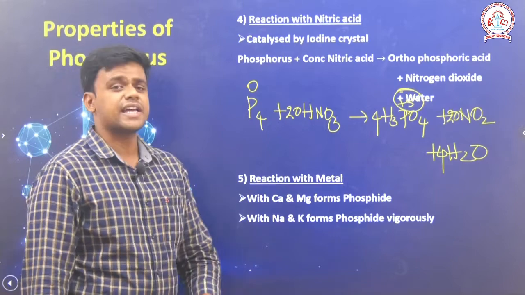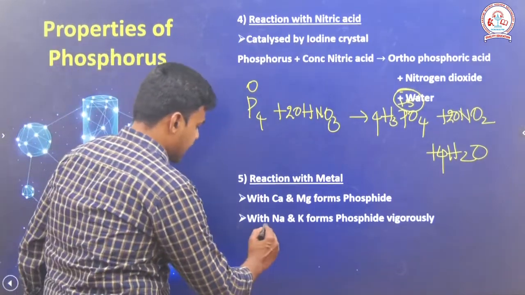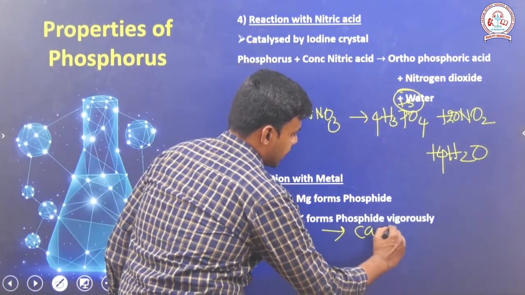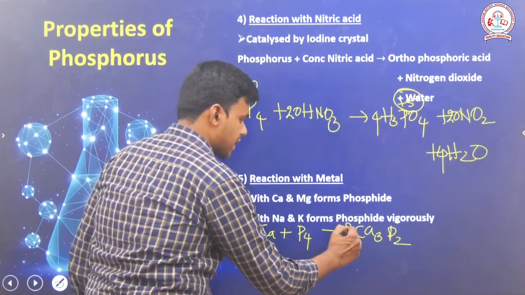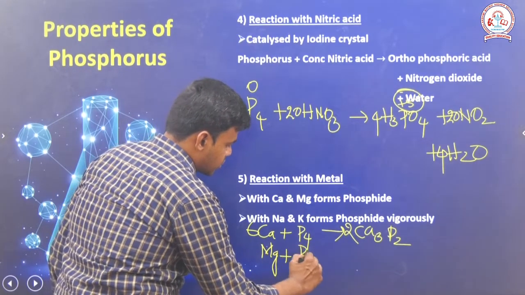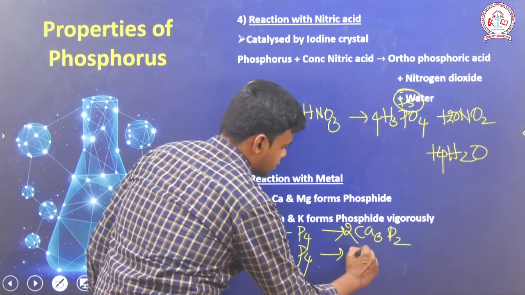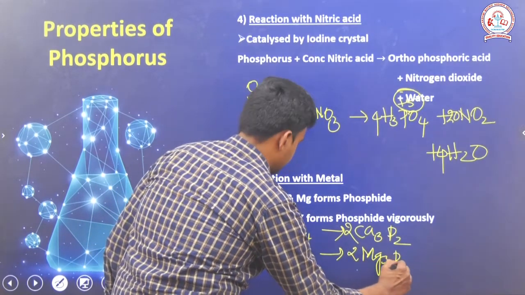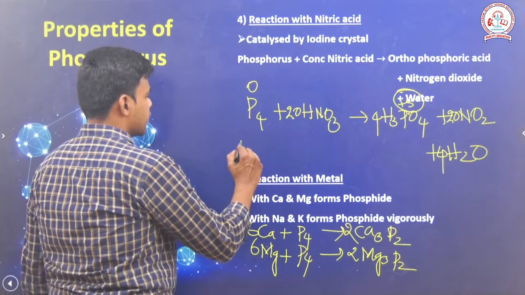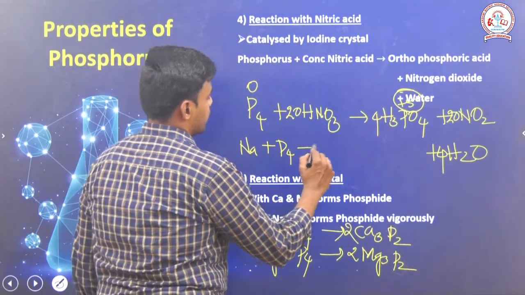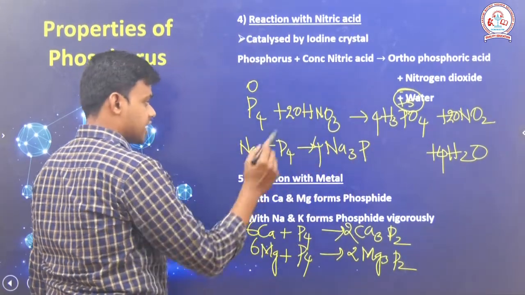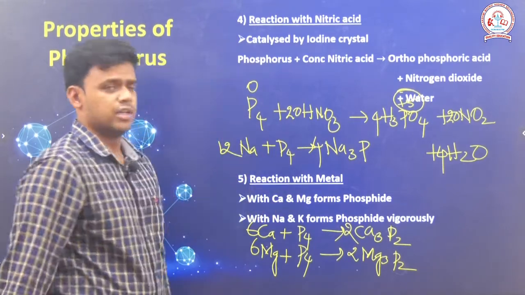With calcium and magnesium, it clearly forms a phosphide so easily. See, when calcium reacts with phosphorus it forms calcium phosphide Ca3P2. So to balance it, I will make it 6 here. Similarly magnesium. Magnesium also belongs to group 2, so the stoichiometry will obviously be the same, 2 molecules of Mg3P2. Then with sodium and potassium, the reaction takes place vigorously, and when sodium reacts with phosphorus, it forms Na3P, sodium phosphide. If I make it 4 here, sodium becomes 12, so I will make it 12 here. So that's it with this.